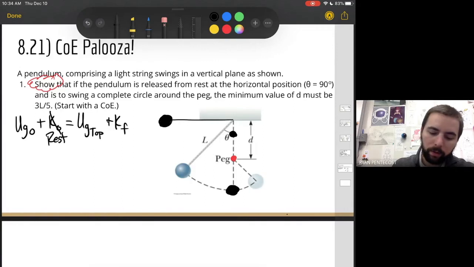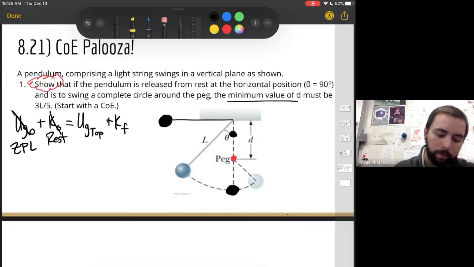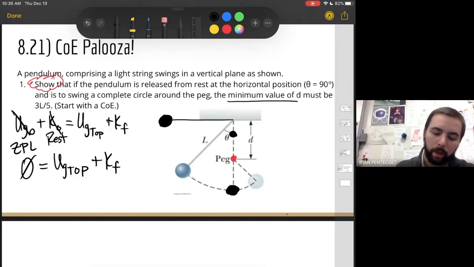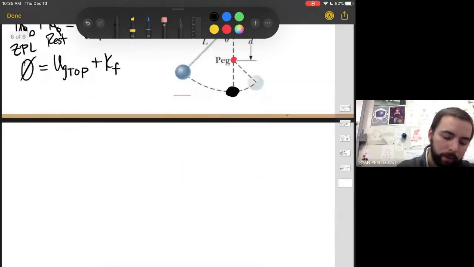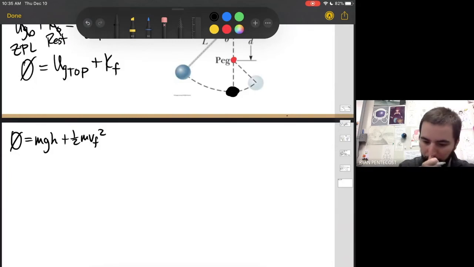Now we want to find the minimum value of D. So let's set our initial value equal to the final. Then we have 0 equals UG top plus final kinetic energy. So this is going to get hairy. We're going to have to find two specific variables. So let's write this out. We have 0 equals mgh plus 1/2 mv final squared.